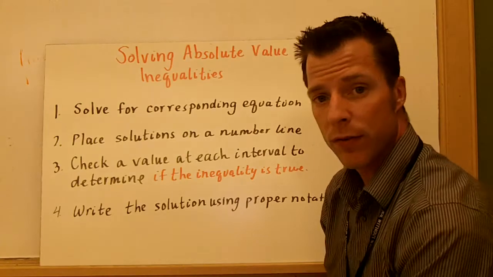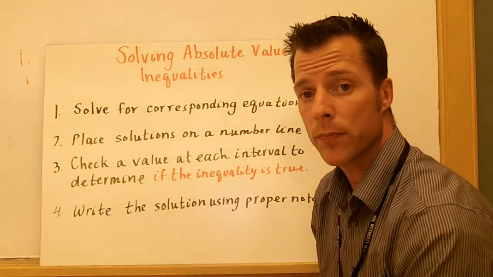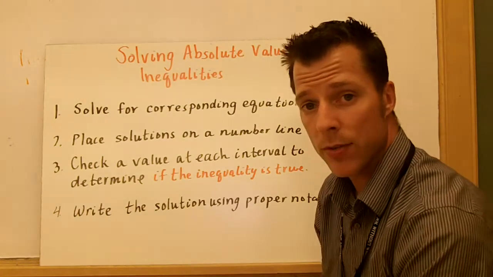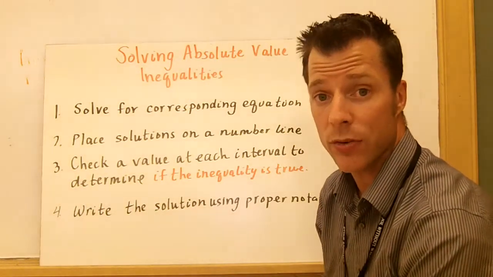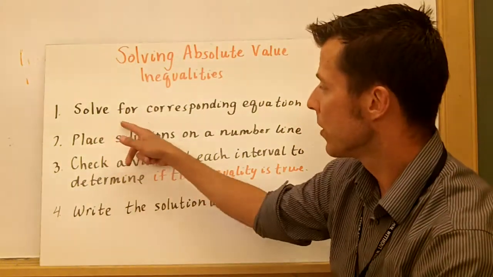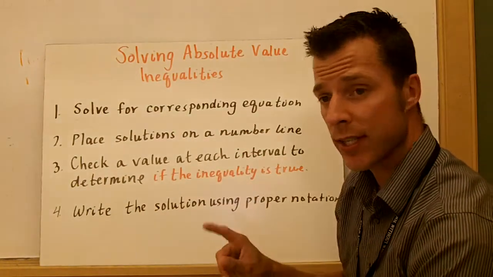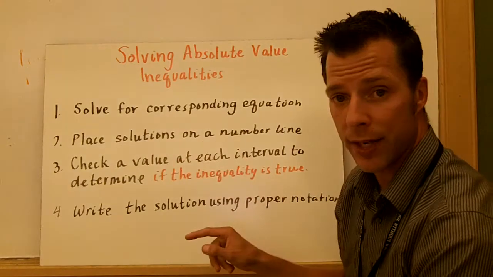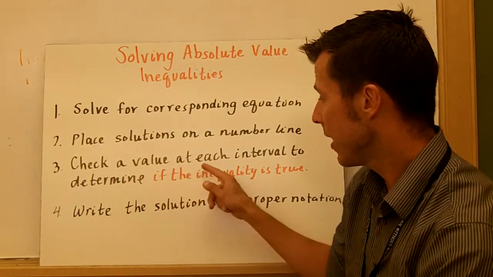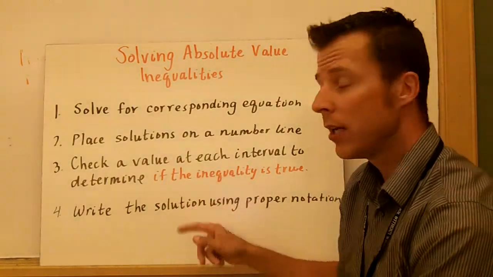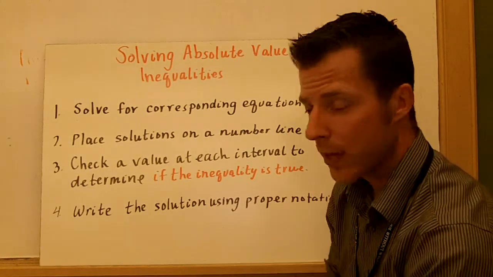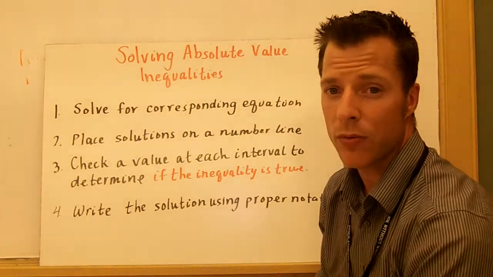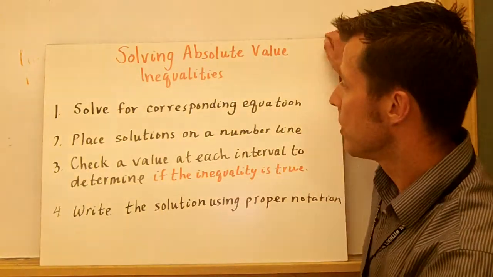Okay, there's really four steps that we're going to use to help us solve these inequalities, and we're going to consider using some of the things that we did with absolute value equations here as well. So we're going to solve the corresponding equations. That's step one. We're going to place solutions on the number line, and then we're going to check a value at each interval to determine if the inequality is true, and then we're going to write our answer using proper notation. Most of the time I would like you to write it in interval notation. So let's get started.